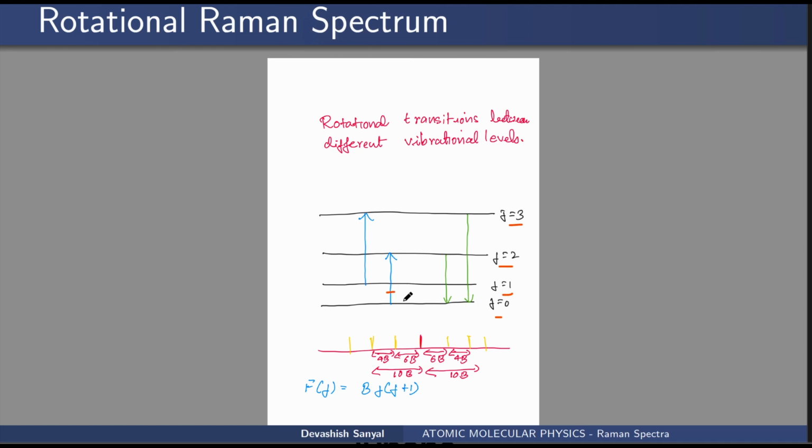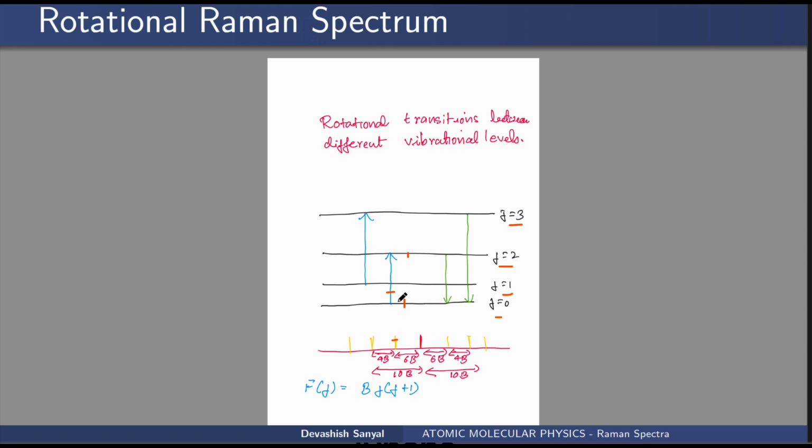So J is equal to 0, from this to J is equal to 2. So the molecule goes to a higher level. So effectively, the emitted line has a lesser frequency, and this emitted light is given by this yellow line.